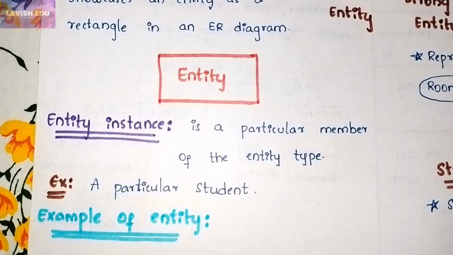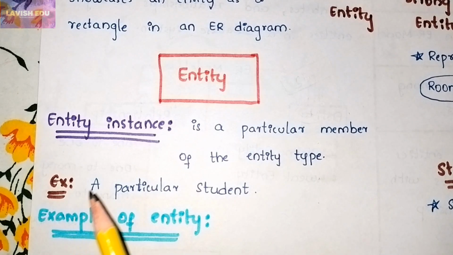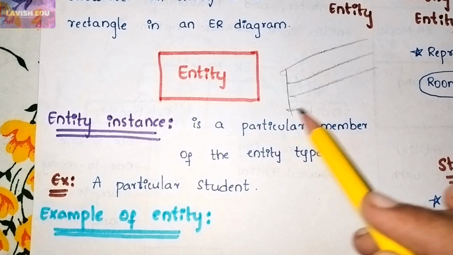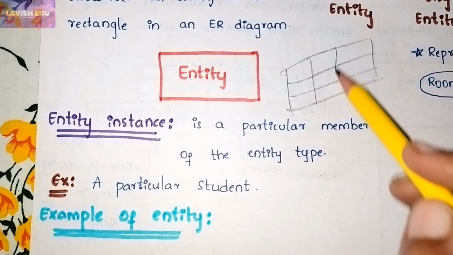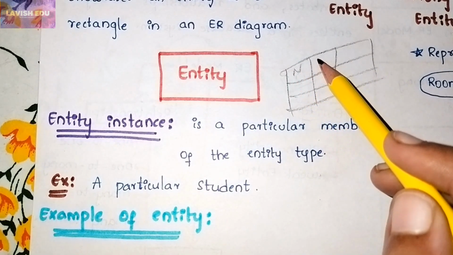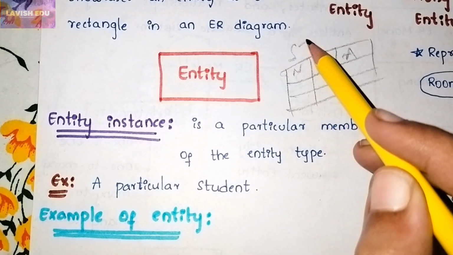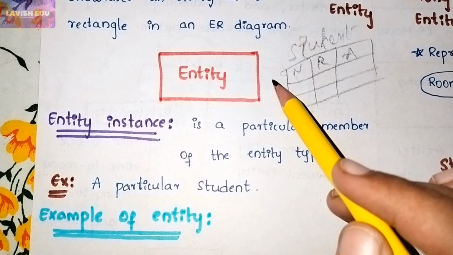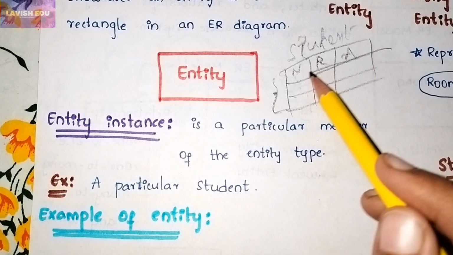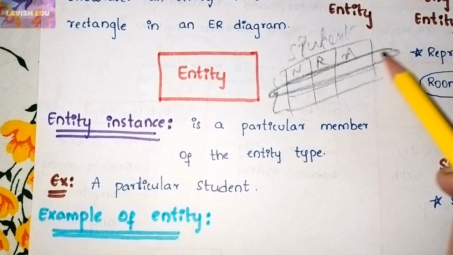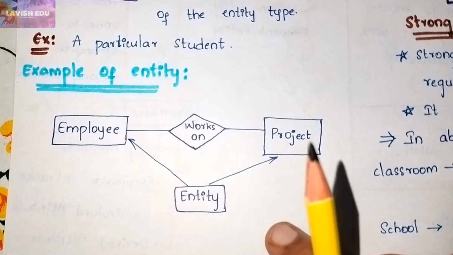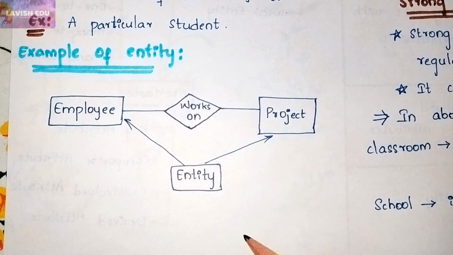What is an entity instance? An entity instance is a particular member of the entity type. As we have discussed in the relationship table, we have many students, with student name, roll number and age. Suppose we consider it as a student table. We have certain student data in this table. The data of a particular student is termed an entity instance.